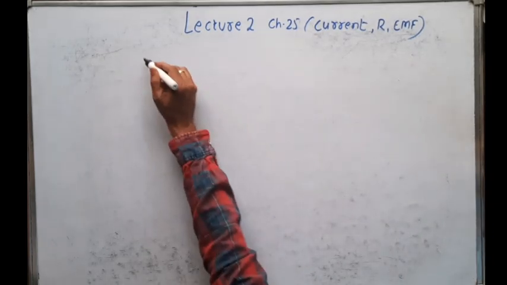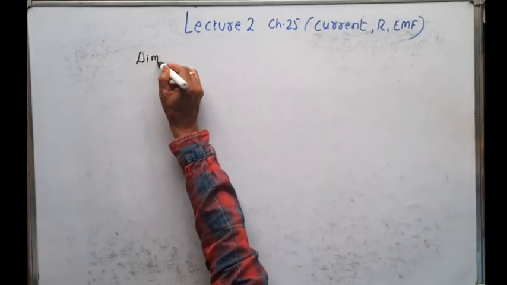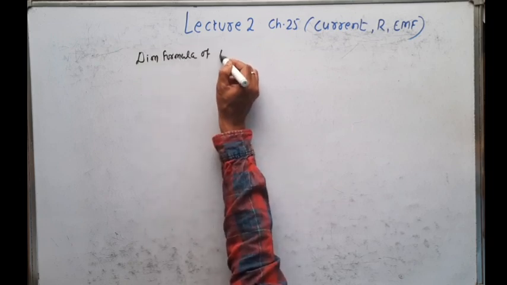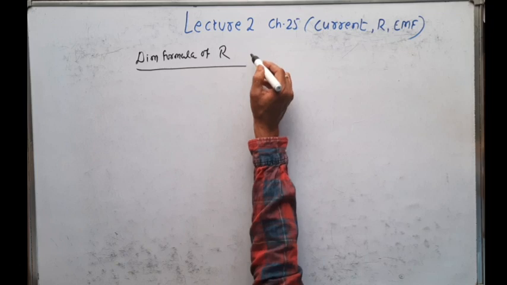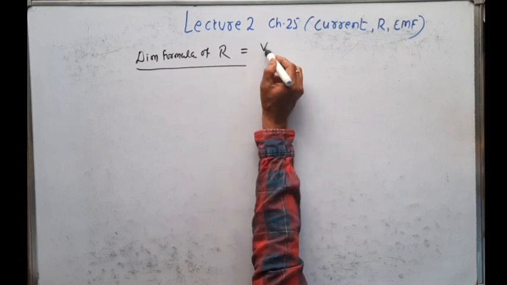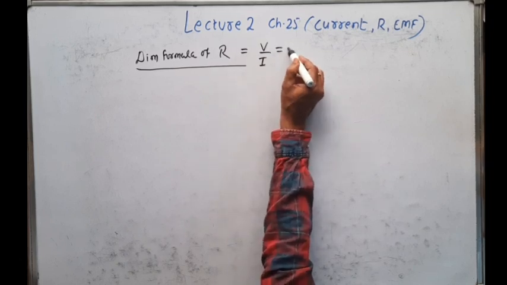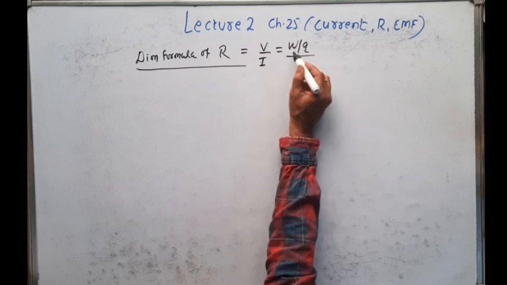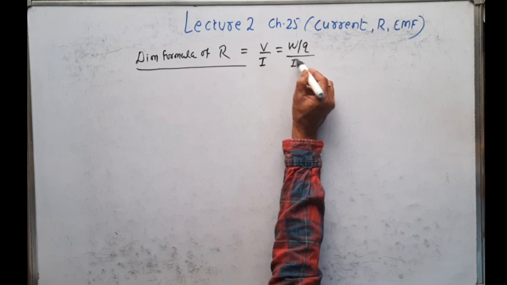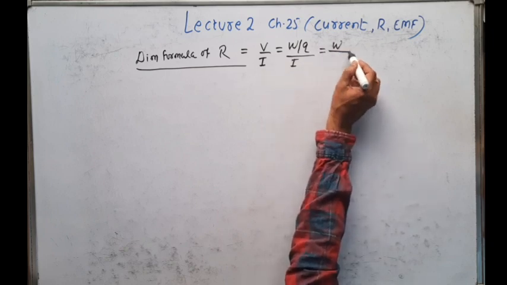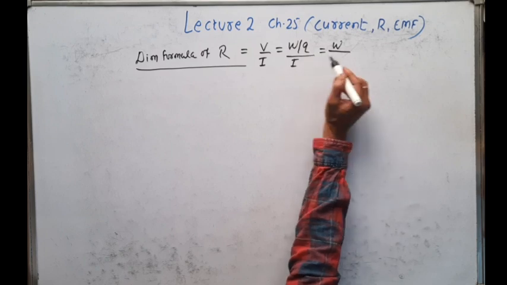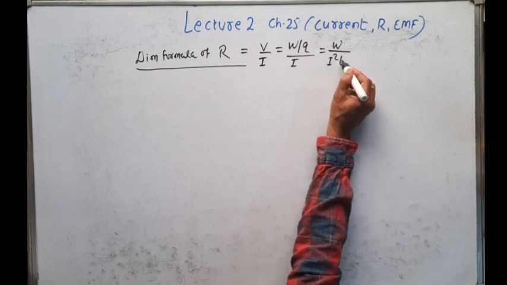Now, what is the dimensional formula of resistance? R is equal to what? V by I. V is equal to the amount of work done in bringing a unit charge, that is W by Q. And this is your I, that is equal to W by Q. Q is equal to IT, so that is equal to I square time.